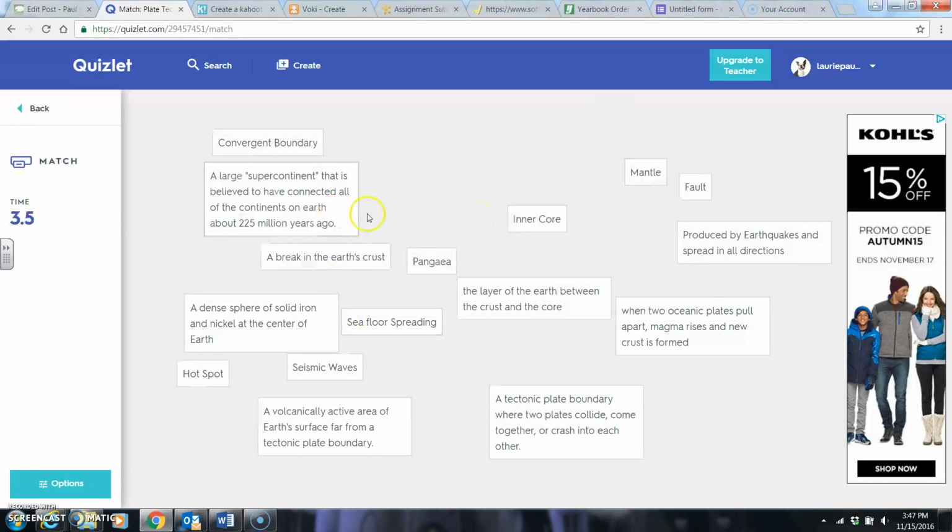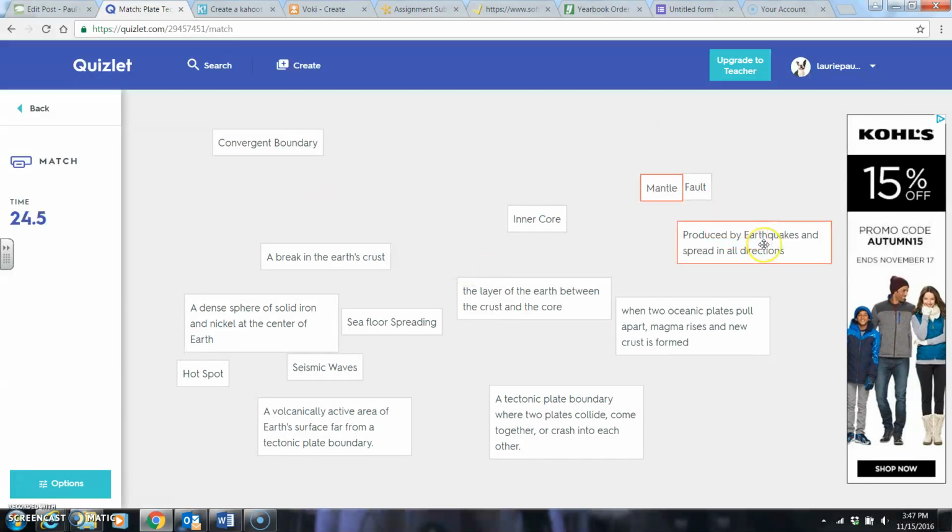These students really love this one because it is timed, and you can do this on their own individually, or you can do it on the smart board where students can come up and try to beat each other's time. So I know that this one is Pangea. When I click the definition to the word, it disappears. But if it's not right, it'll push it away, and I have to do it again. So I really like that.